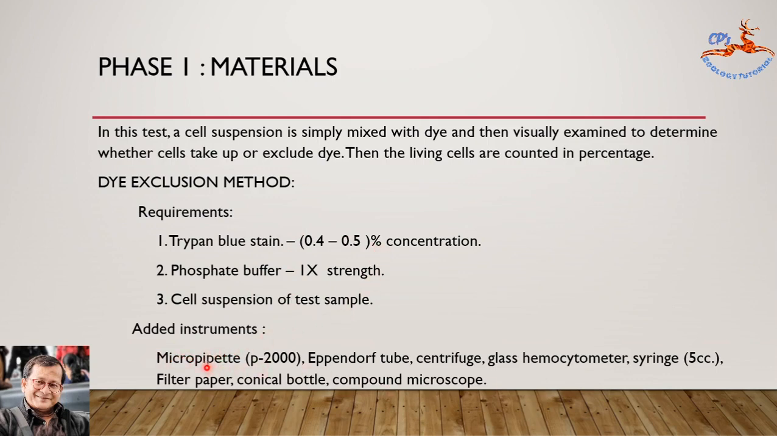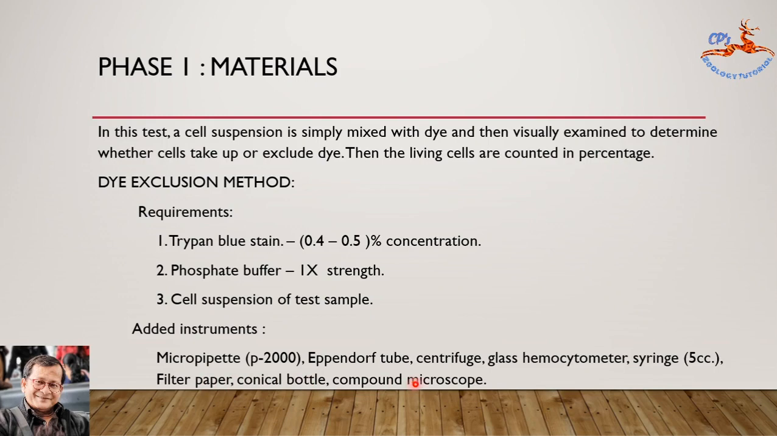There is a P2000 Gilson micropipette, Eppendorf tubes, five to six in number, one centrifuge, one glass hemocytometer with 2 cover slips, and syringes of 5 cc and 10 cc capacity. Filter paper, Whatman number 1 or any type of filter paper of 0.2 micron porosity, three to four conical bottles, and a compound microscope also.